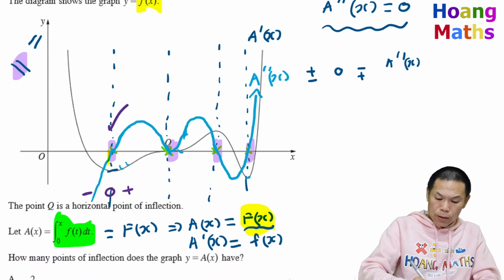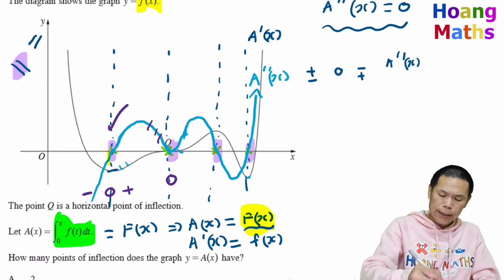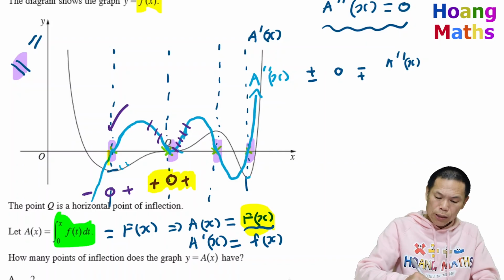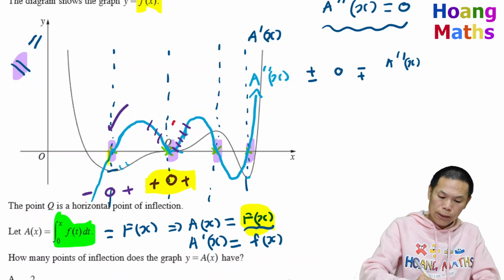And for this one, 0, A'' is positive, because A'' means above. This itself is already A''. So it's positive, and this A'' is positive as well. So the concavity of this doesn't change. So it's not a point of inflection. Let me just cross this out.